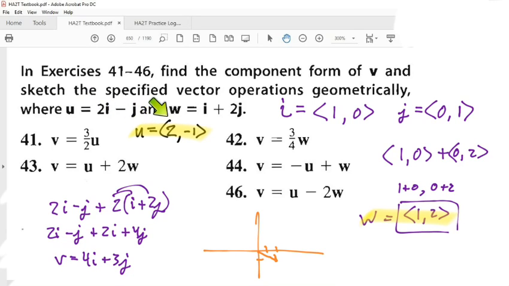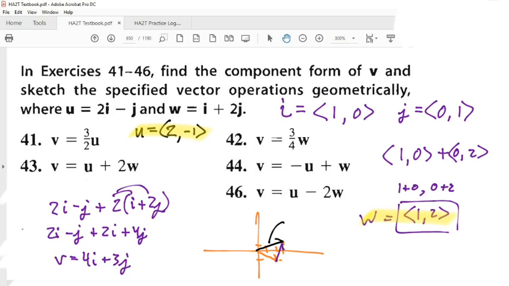I have to then add to that the w vector, which is this one right here. It's right 1 and up 2, so it's going to be right there. That's the second part. Let's do a different color, let's go purple right there. What is this new vector that I just drew? Oh, this is v. In fact, check this out.